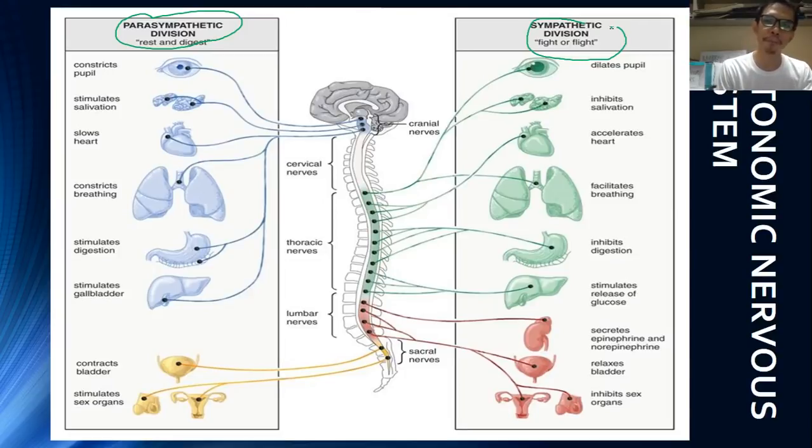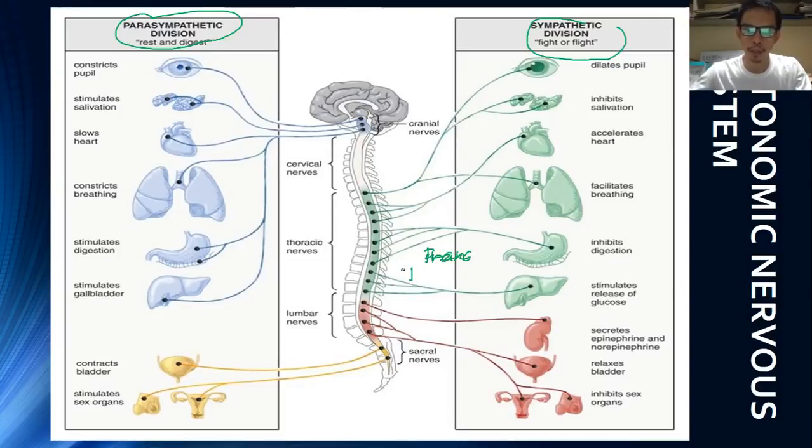So basically, they are different in terms of how they control organs. So, as you can see in this sympathetic division, if you take a look at these nerves on the sympathetic division, the nerves are located somewhere in the middle of your spinal cord. So these nerves are located in the thorax.